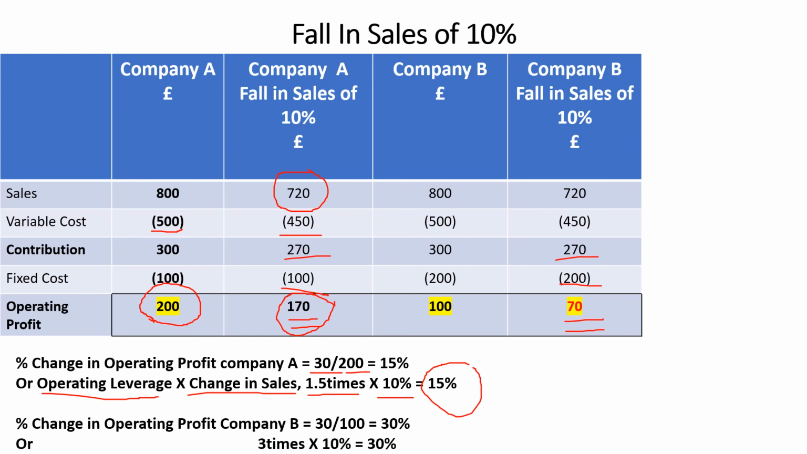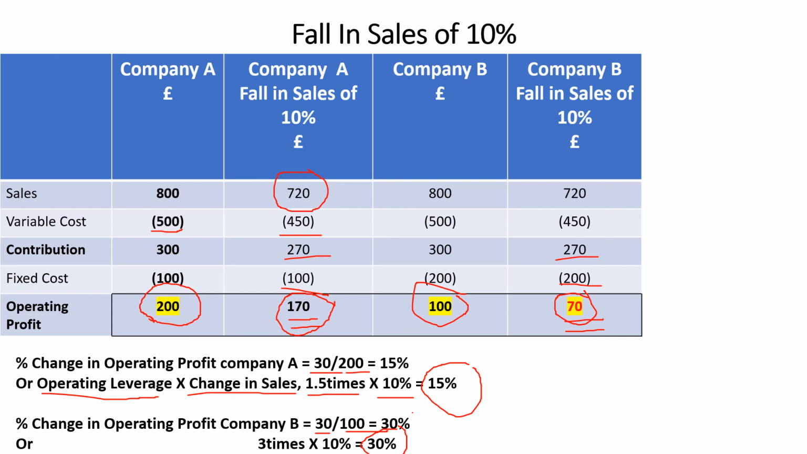Let's look at how this applies to Company B. Well, Company B's operating profit changed from 100 to 70. So it's a change of 30 over 100, which implies a change of 30%. Earlier, we calculated the operating leverage for Company B as 3 times, the change in sales being 10%, and there you go. That means a change in operating profit of 30%.